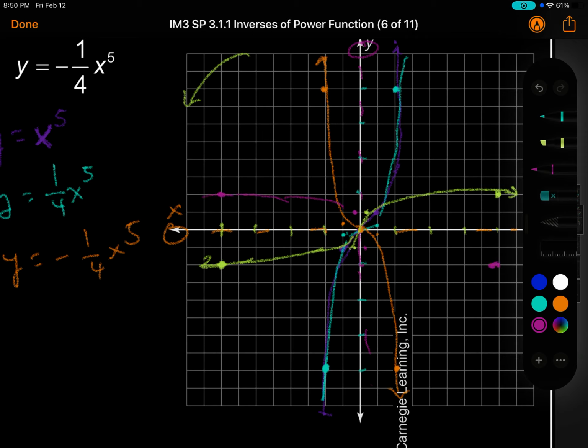So here is my inverse, and definitely messy, which I apologize, but try to make that more clear by going through. And we said that those in white were the points. Okay, so that's how you get the graph of the inverse of that one.